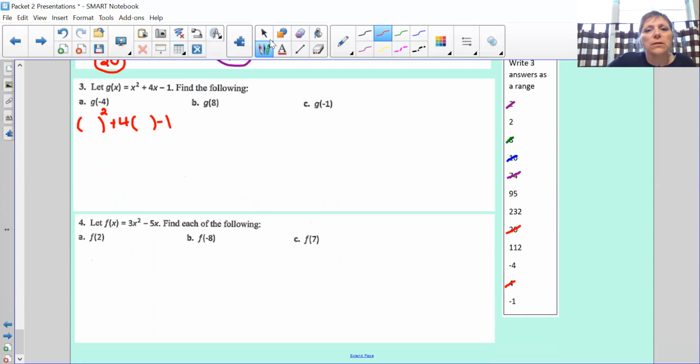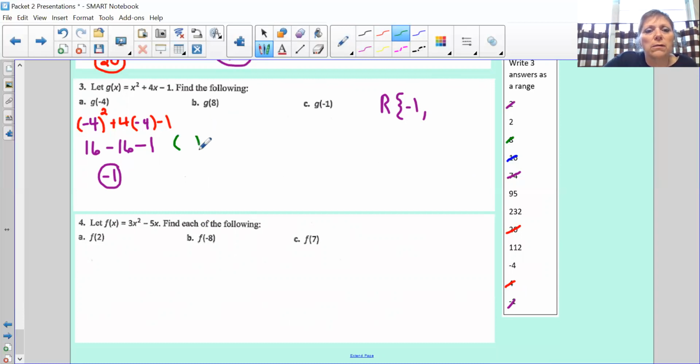So what I'm going to do is, let's change color, put in -4. Okay, and let's square. -4 squared is 16. Okay, +4 times -4 is -16, -1. 16 minus 16 is 0, and then -1 is -1. So the range so far is -1, and there's your -1. I should be checking my answers first. Different color.